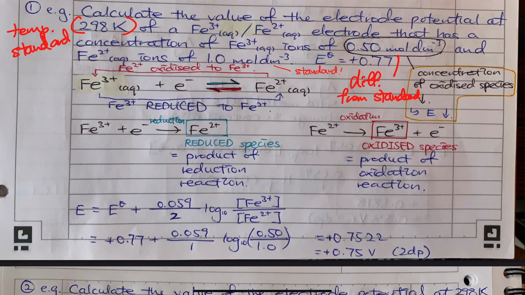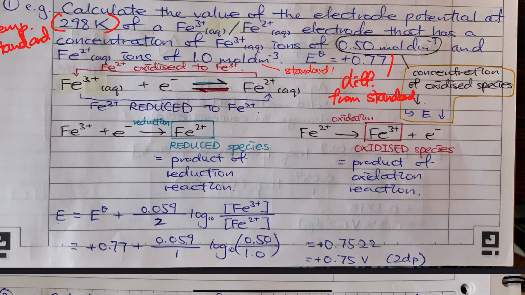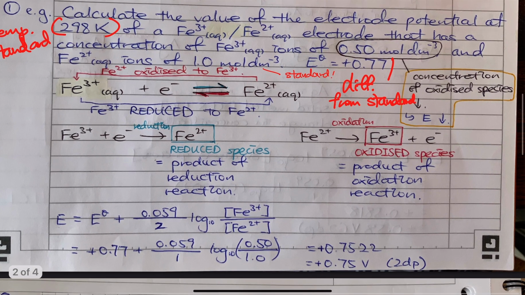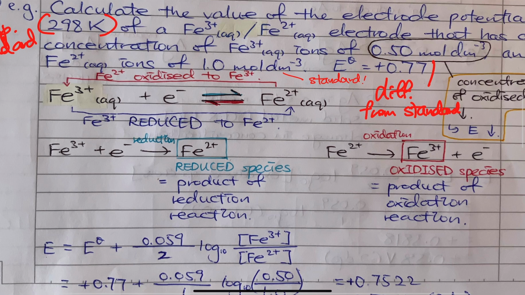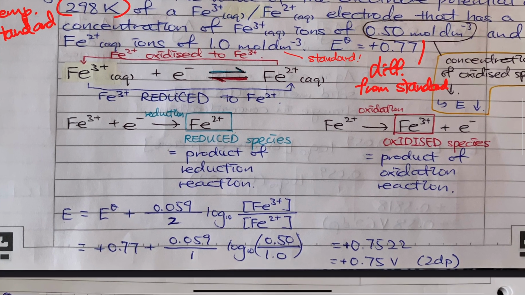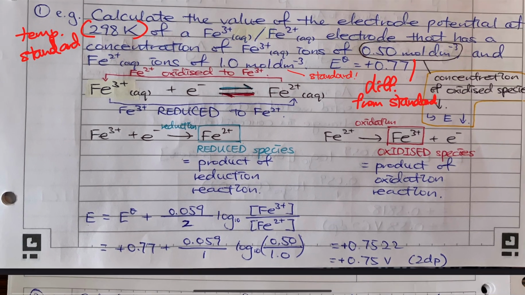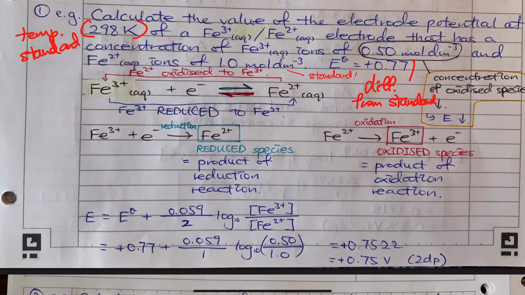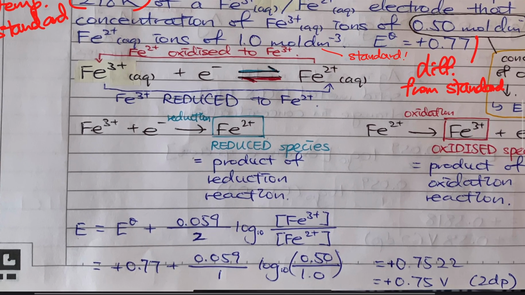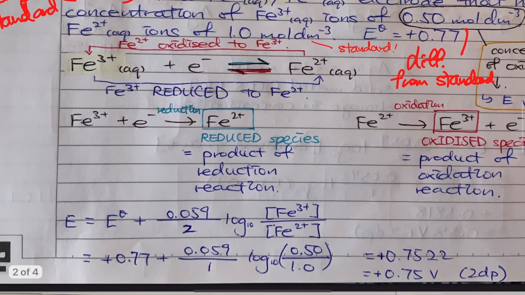Okay, let's proceed to the question. From the half cell, how it's written here, I can write down the equation. This is the half equation that we're going to use, and I'll identify the reduced direction and the oxidized direction. So I have done that.